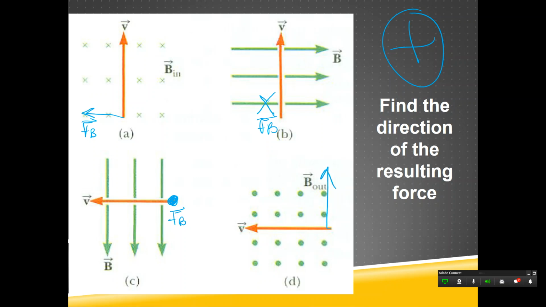Whatever these vectors are, it's the backwards of what a negative charge would do. So if you don't want to use your left hand, just do what you would do with your right hand, and the answer is going to be the opposite of that. Okay? So if it was a negative charge in A, the answer would be to the right. If it was negative charge in B, the answer would be towards you. If the charge is negative in C, then it would be away from you, and so on and so forth.